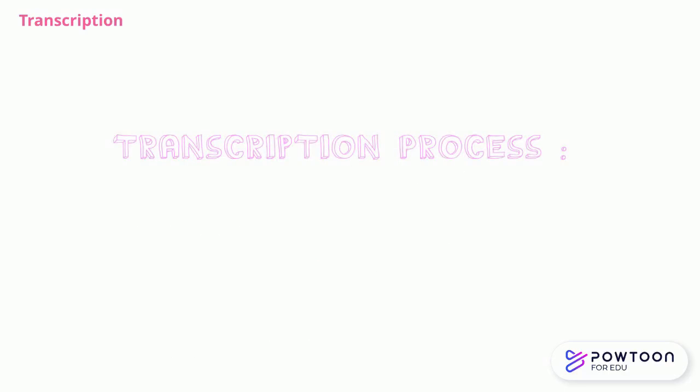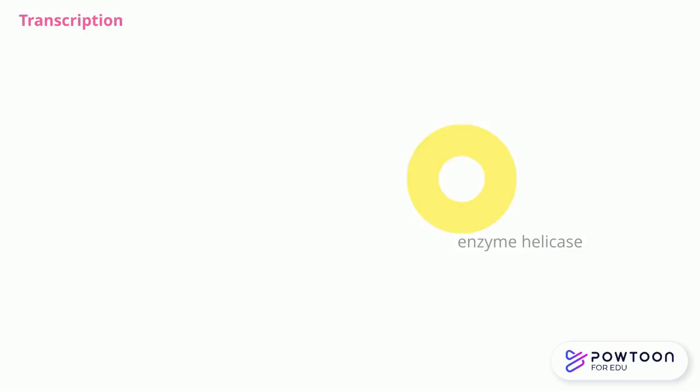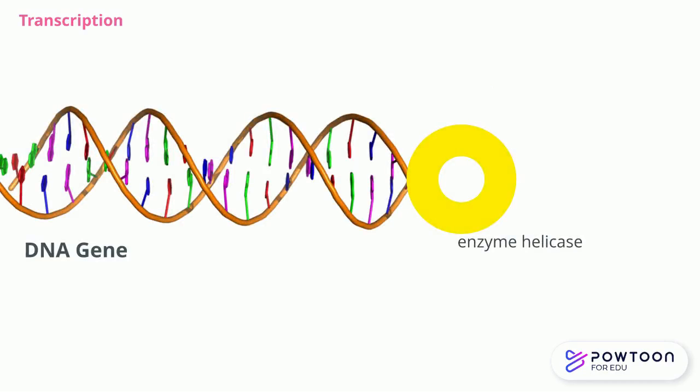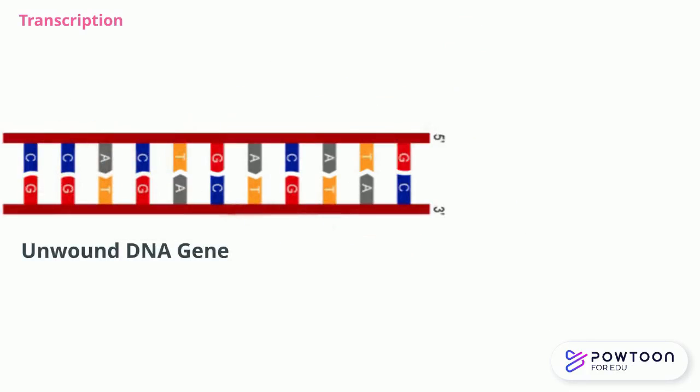The transcription process takes place in 3 steps. Step 1, initiation, the decoding of a cell's genetic information. An enzyme helicase in an ATP-dependent reaction attaches to a section of the gene known as the promoter, located near the transcription start site of the gene. This binding of the helicase indicates and influences the unwinding of the DNA in order to allow the bases of one of the strands to be read.